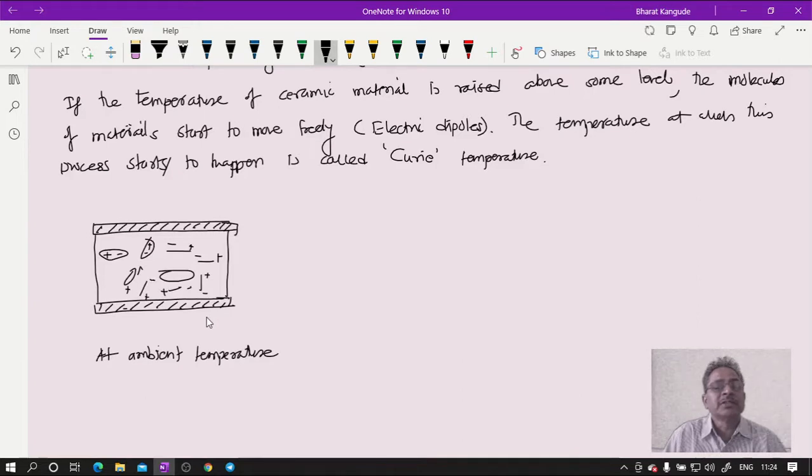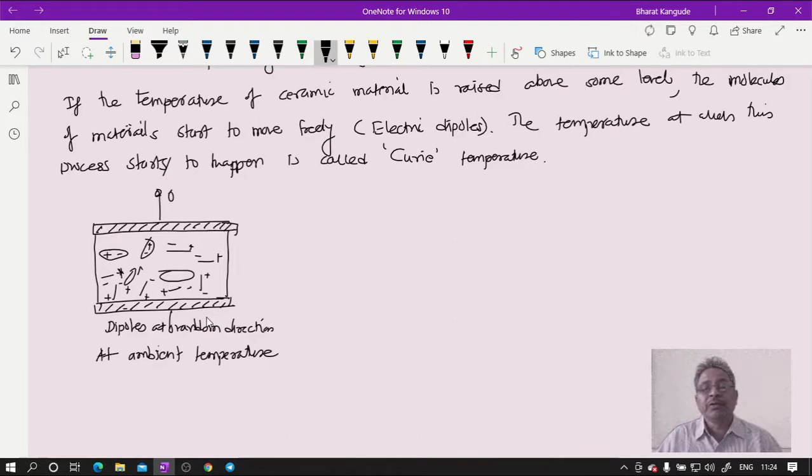So all these molecules I have shown here, they have different random directions. So this is negative, this is positive, and like that. So these are dipoles in random directions, at ambient temperature, or a very low temperature, or room temperature. If I connect here positive, there are some electrodes here, there won't be any potential here.